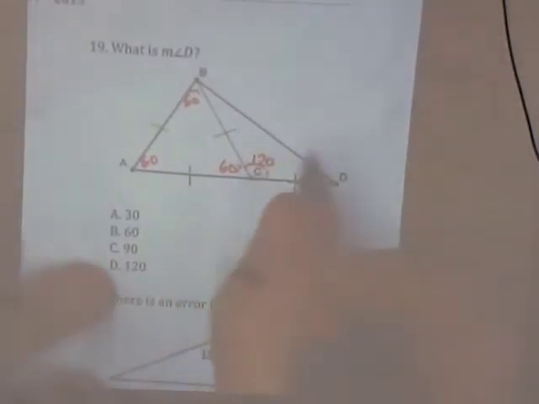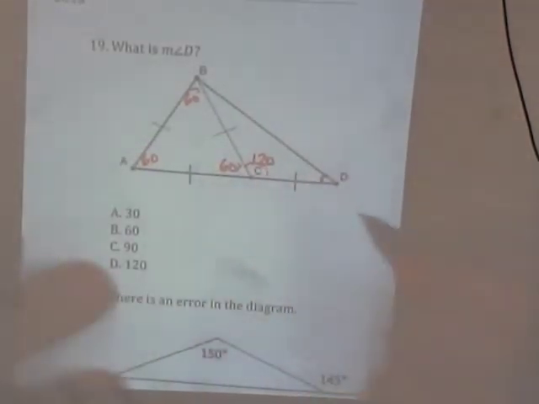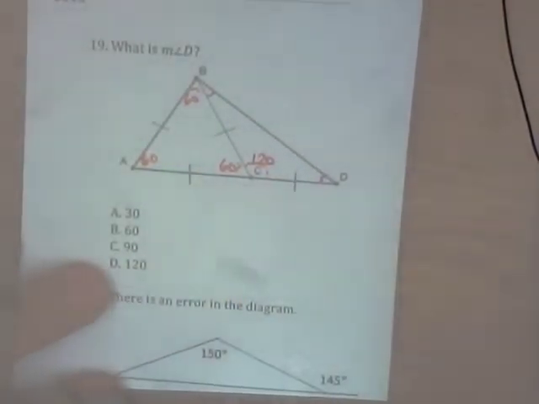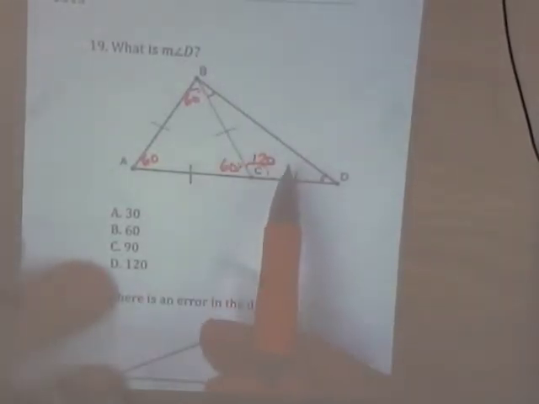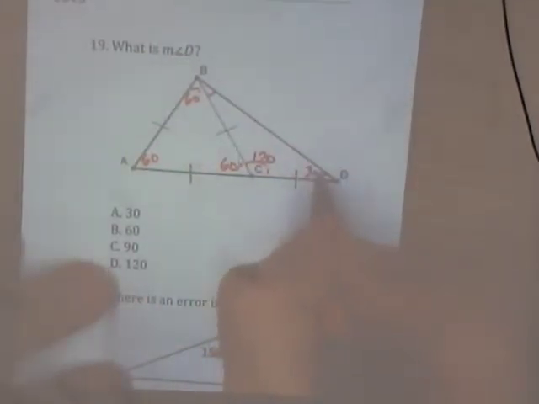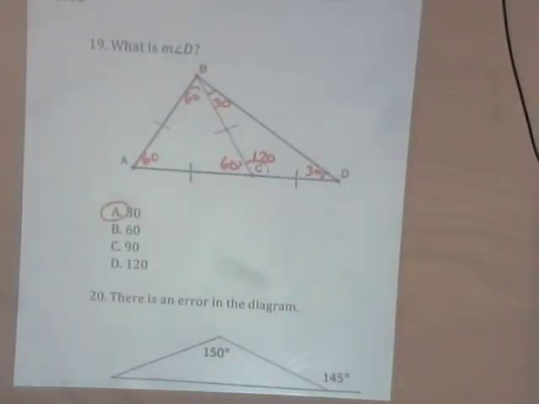Triangle BCD is what kind of triangle? It's got 2 sides the same, so it's isosceles, right? In an isosceles triangle, we know the base angles are congruent. So this angle here has to equal this angle here. Those are the angles opposite the congruent sides. So 180 minus 120 is 60 degrees, and I divide that equally between 2 angles. 30. So they're each 30 degrees. Questions on 19 before we move on to 20?